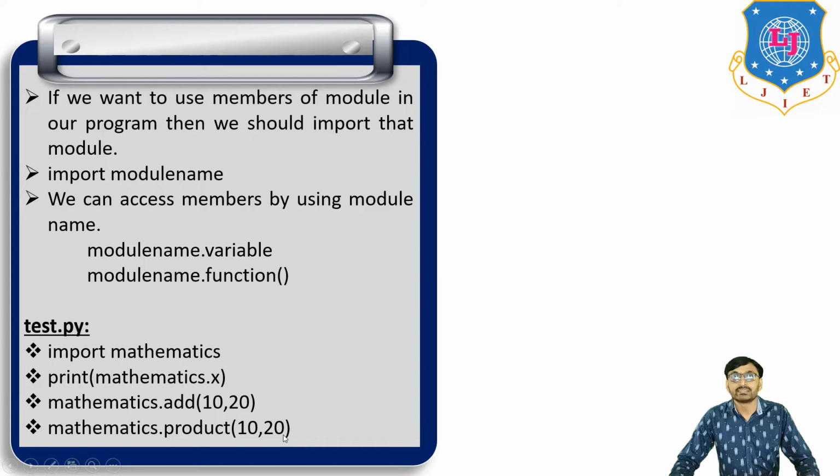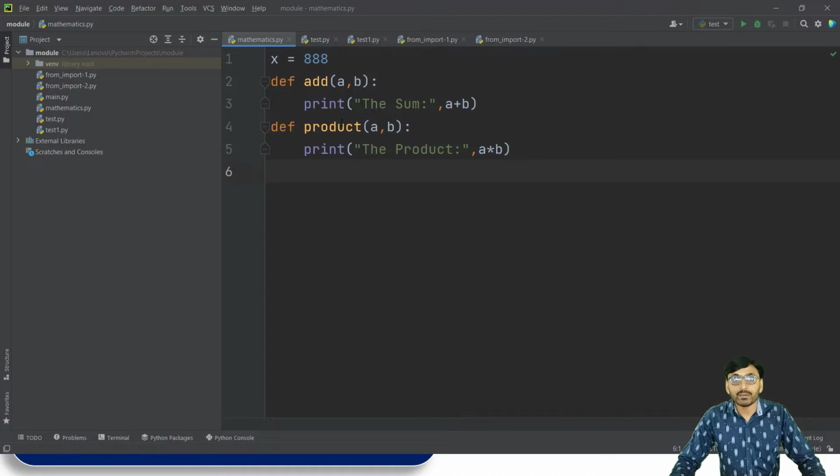Okay. Now this same program, mathematics.py and test.py, we run on PyCharm. So first mathematics.py. Now this module contains one variable, that is x is equal to 888, then two functions. The first function is add and the second function is product. So def add(a, b), print the sum a plus b, and def product(a, b), print the product a into b.